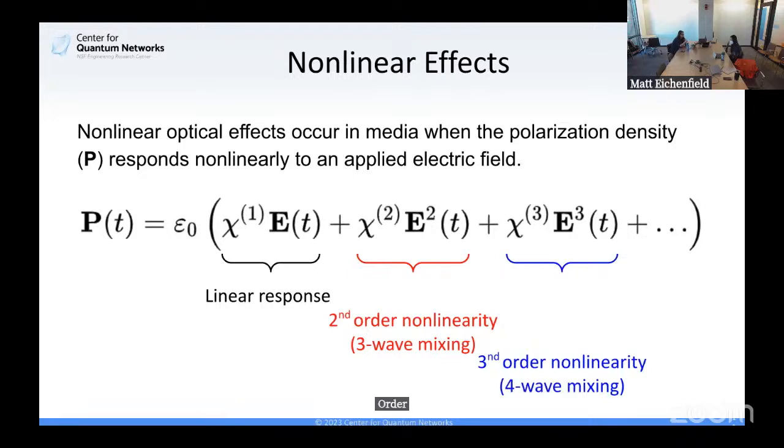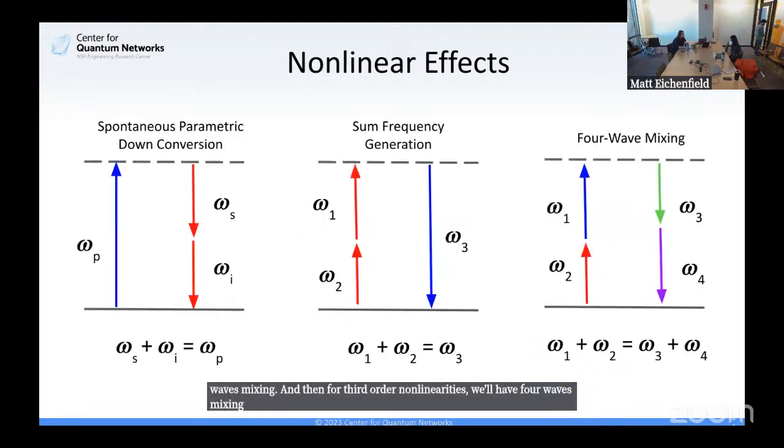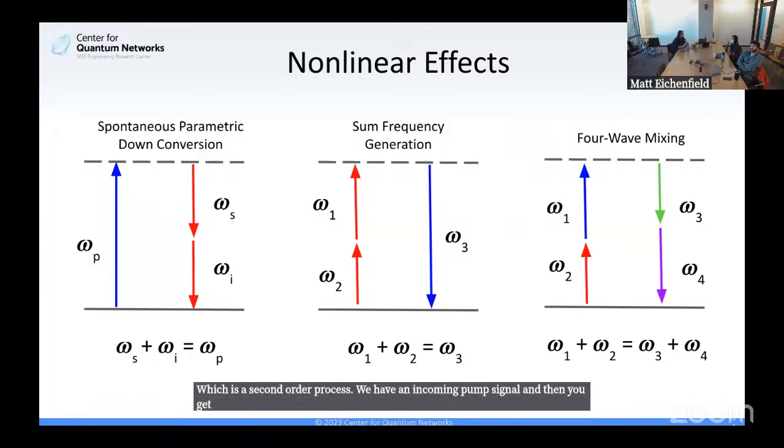So this second order nonlinearity is where we say three-wave mixing. And then for third order nonlinearities, we'll have four-wave mixing. And it looks like we have three ones here. The first one is spontaneous parametric down conversion, which is a second order process where you have an incoming pump signal, and then you get an output signal and idler frequency, where the summation of those is equal to the pump frequency.